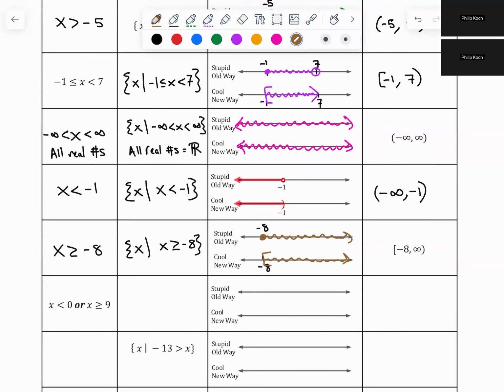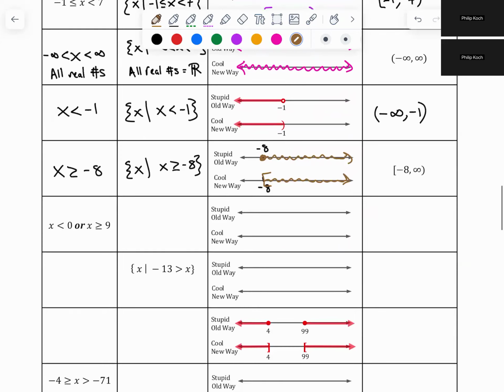We come to our first interesting, strange case. X is less than 0, or x could be greater than or equal to 9. That is an or statement. So that means it could be one or the other. As long as one of them is true, the inequality is satisfied. So if you're -1, you're in that set. If you're 500, you're in that set because you're greater than 9. But if you're 5, you're not in the set because you're neither less than 0 nor greater than 9. Does that make sense?